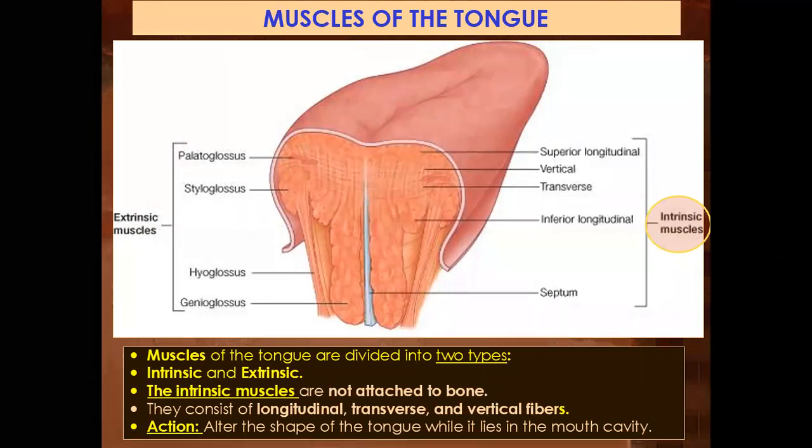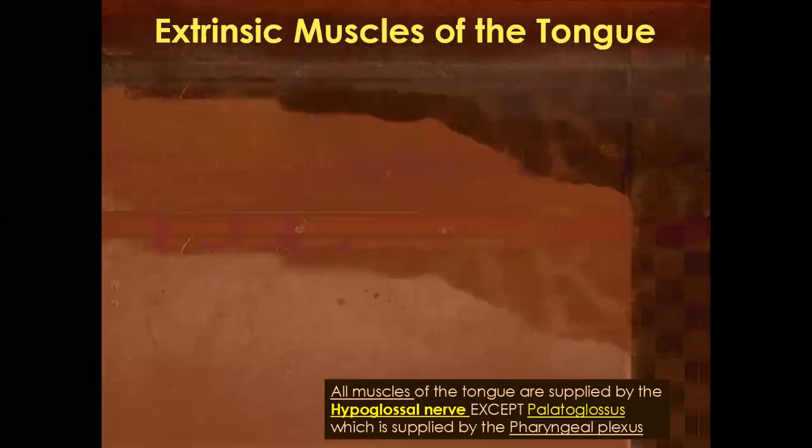What do we mean by intrinsic muscles? They are smooth muscles and they have no attachment to any bone. Their action is to alter the shape of the tongue while it lies in the mouth cavity, whether to make the tongue long, short, broad, or thick. All those movements are done by the intrinsic muscles.